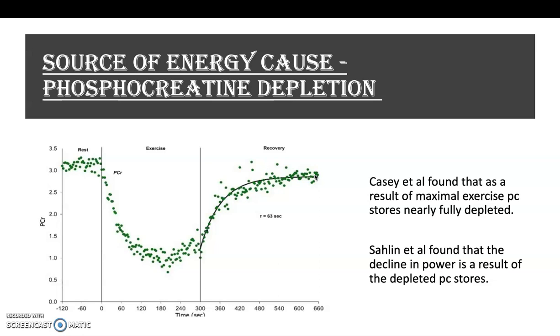If they're not given sufficient recovery time, then the stores cannot fully recover, and this affects the muscles and the overall performance in further events or the remaining duration of the event. And Salin found that the decline in power is a result of the depleted PC stores, which we can observe from the graph. This links to the recovery ratio concept, in that the athlete should find a balance between their training and the recovery needed to allow the body to adapt.